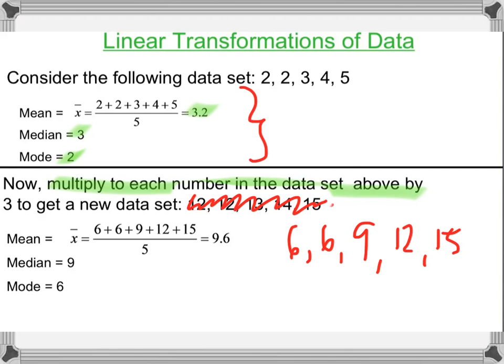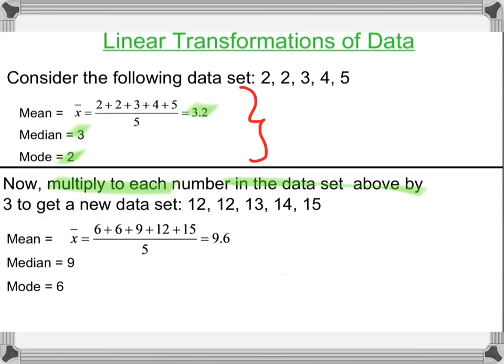But what I did, I actually used the correct set of information when finding the mean. So I added 6, 6, 9, 12, and 15, and I divided by 5, I got 9.6. The new median in this set would be 9 because it's the middle of the data. And the new mode is 6 because 6 appears most often. So let's take away this information for a minute and just look at the relationship between the old measures of central tendency and the new measures.